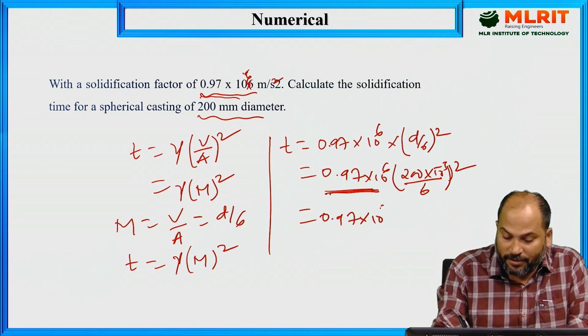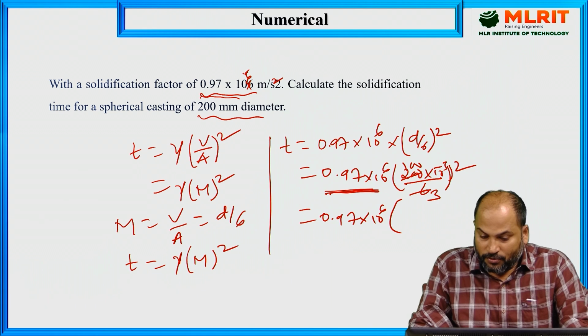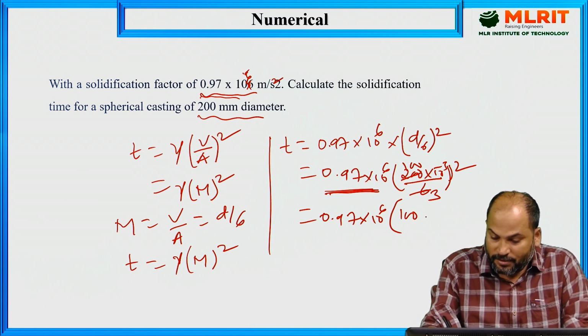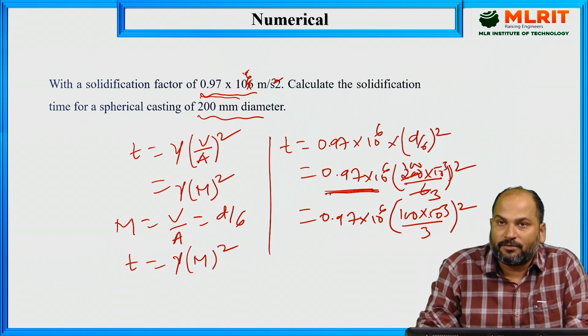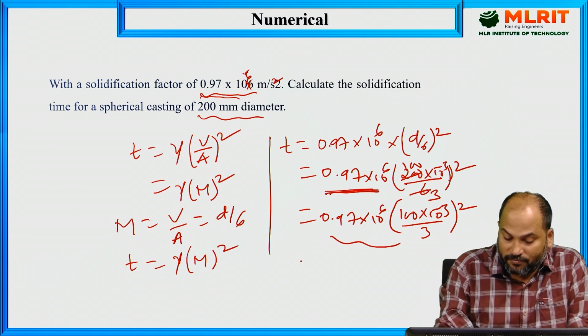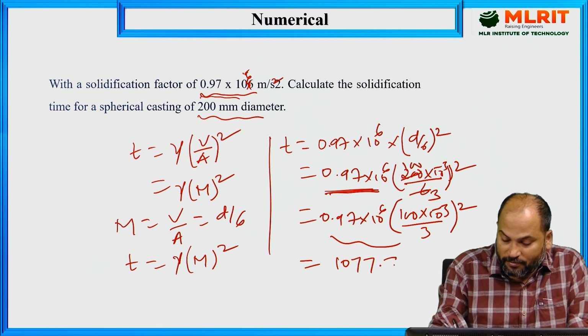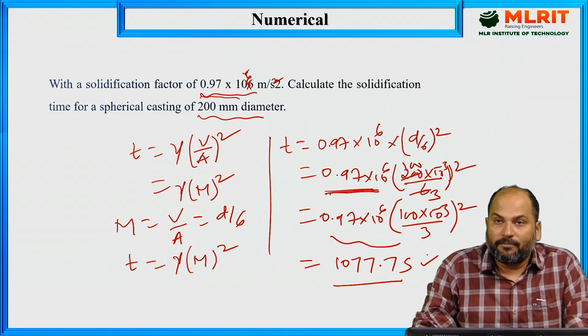After that, it will be 0.97 into 10 to the 6, and this will be 100 over 3, so 100 into 10 to the minus 3 divided by 3, whole square. So this will be 10 to the 2 into 10 to the minus 3, so 10 to the minus 1 upon 3. If we calculate this, finally we will get the value 1077.7 in seconds. It will be seconds. So that will be the answer.